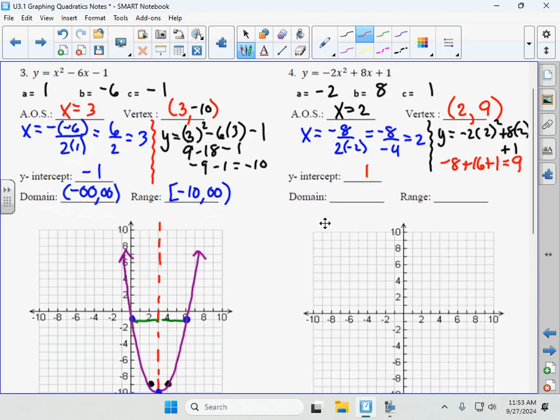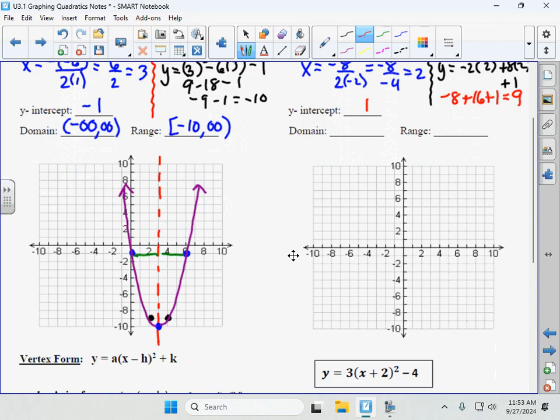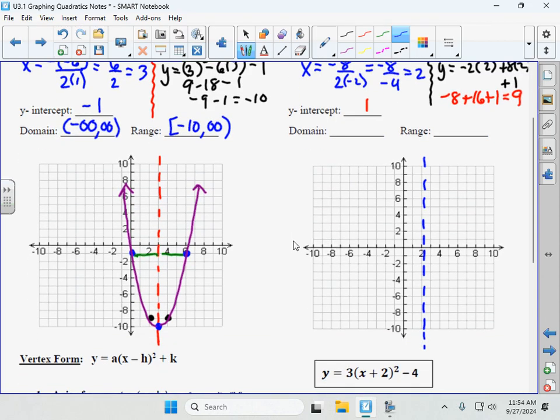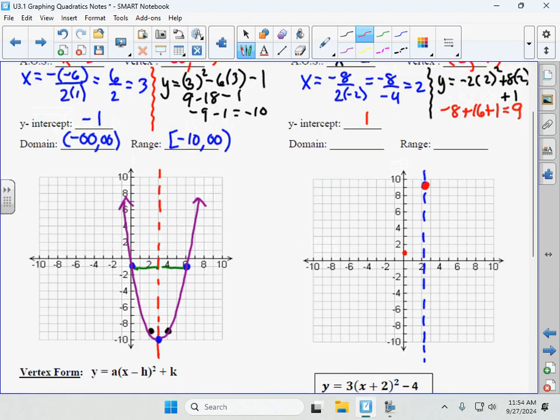Let's go ahead and plot that right now. X equals 2 is our vertex, or the axis of symmetry line. Okay, our vertex is at 2, positive 9 this time. All right, our y-intercept is positive 1. Now we can use symmetry to get a point on the opposite side of the axis of symmetry. So it looks like it's 2 units away. So we'll count 2 units on the other side.